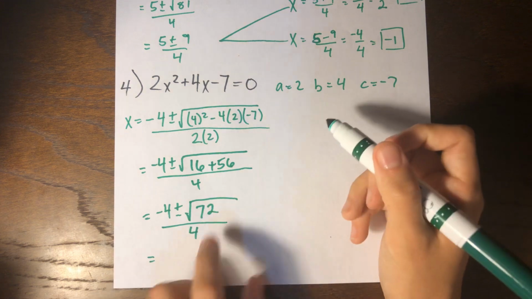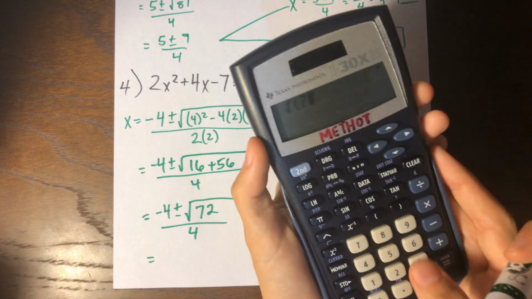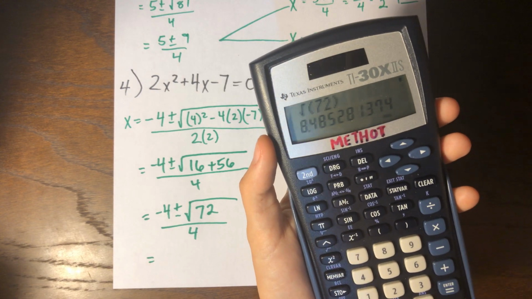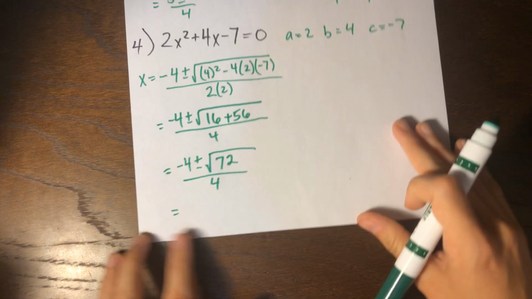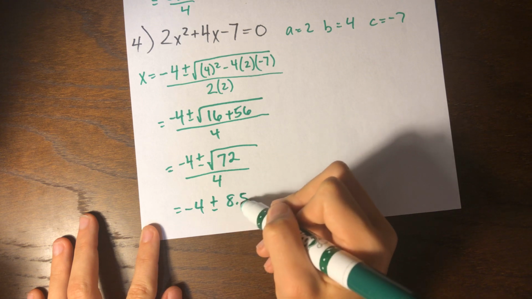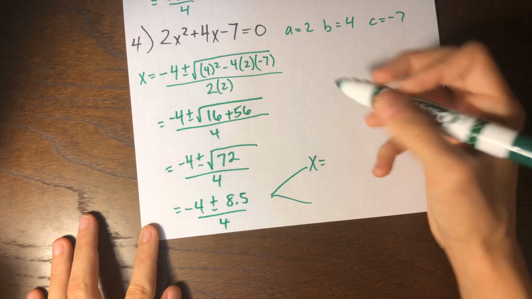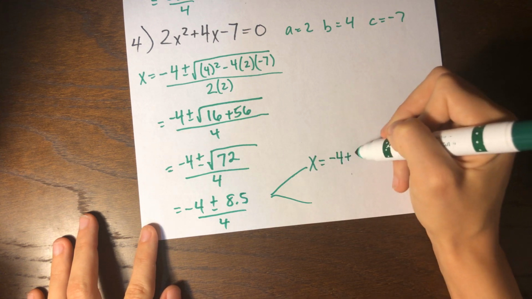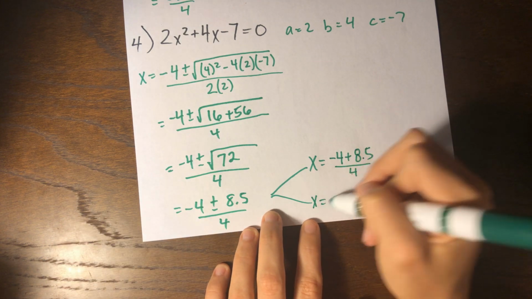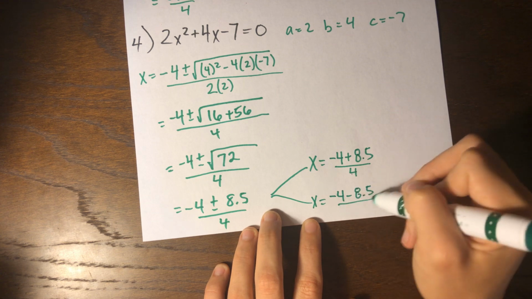So when it's not a perfect square root, we can type that into our calculator. So the square root of 72, right, is 8.48. So we'll round that to 8.5. So we have negative 4 plus or minus 8.5 over 4. Okay, and then again we split into 2. x equals negative 4 plus 8.5 over 4. And this one is x equals negative 4 minus 8.5 over 4.